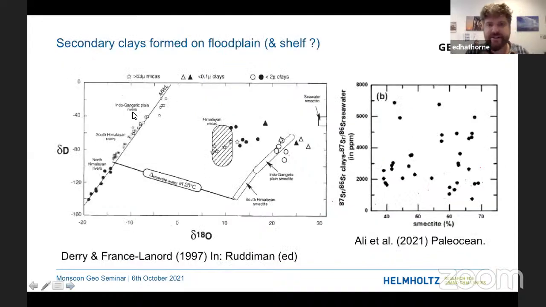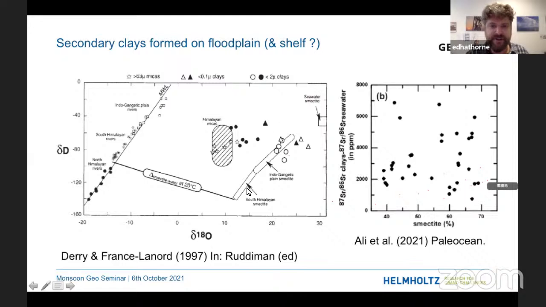So the clays, I said they're formed on the floodplain and the shelf, and the evidence we have for this is from Lou Derry and Christian France-Lanord in this Ruddiman book again. And here they've measured the hydrogen-oxygen composition of the clays on the distal Bengal Fan. And this is the meteoric water line, and then this represents the average smectite-water fractionation.